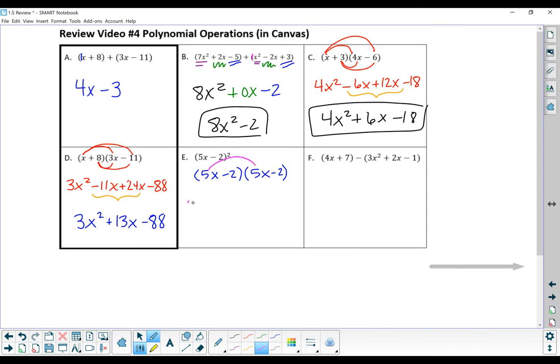5 times 5x gives me 25x squared. 5x times negative 2 gives me negative 10x. And now I can switch to distributing the negative 2. That's another negative 10x. And my last term is going to be a positive 4. We need to combine a couple of terms to get our final answer in standard form: 25x squared minus 20x plus 4.